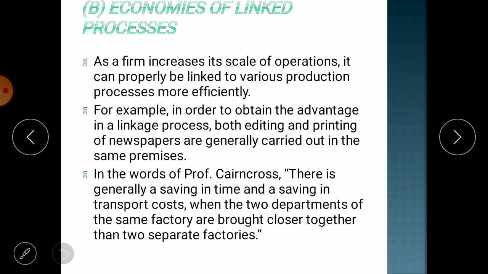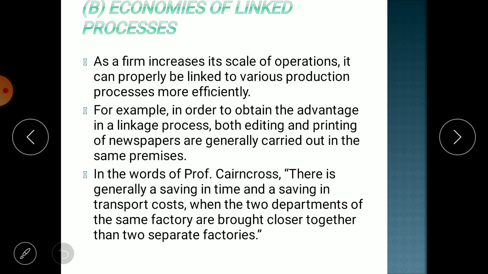Then economies of linked processes. As a firm increases its scale of operation, it can properly be linked to various production processes more efficiently. For example, in order to obtain the advantage in a linkage process, both editing and printing of newspapers are generally carried out in the same premises.